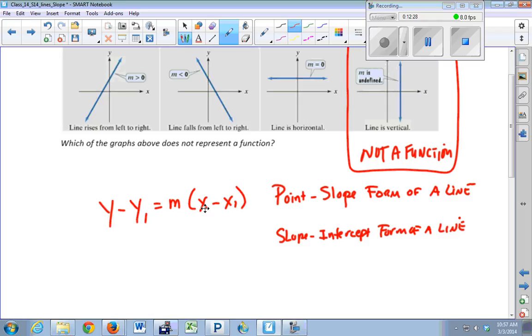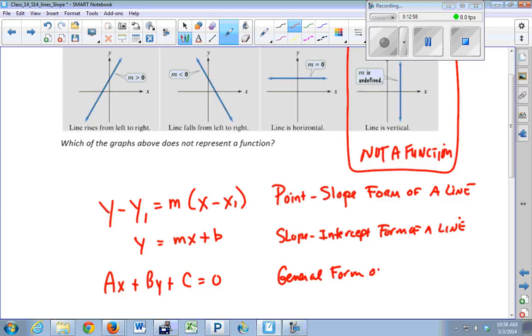If I ask you what slope intercept form of a line is, what would you tell me? Y equals mx plus b, right? That's what most of you are most familiar with. But it's not the only one. You have more tricks in your bag than y equals mx plus b. And then the final form of a line is the general form of a line. Ax plus by plus c equals 0. This is called the general form of a line.